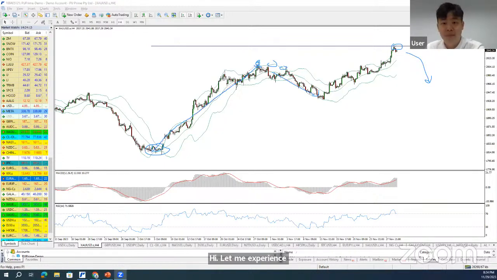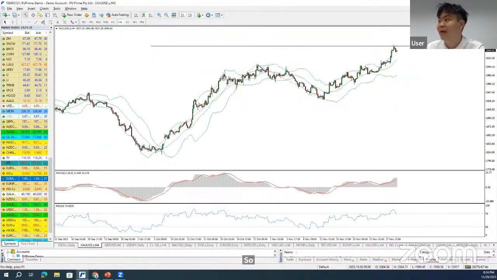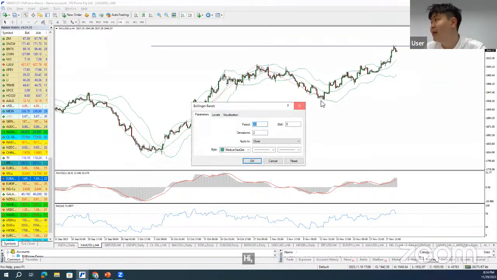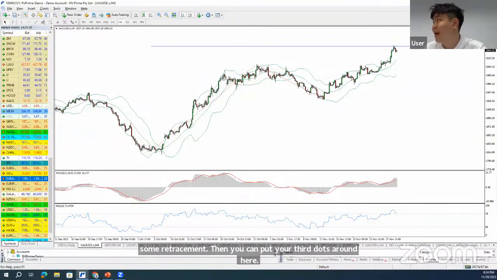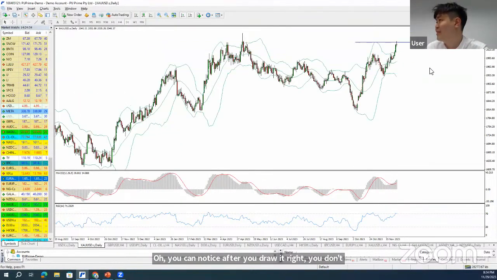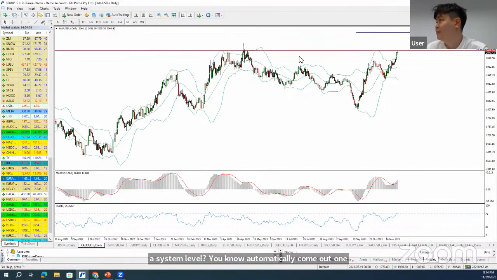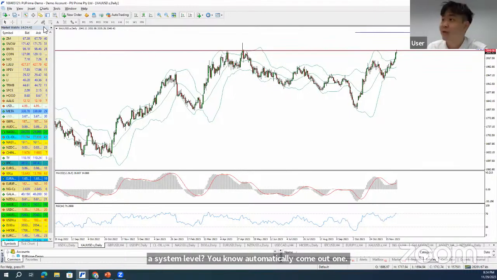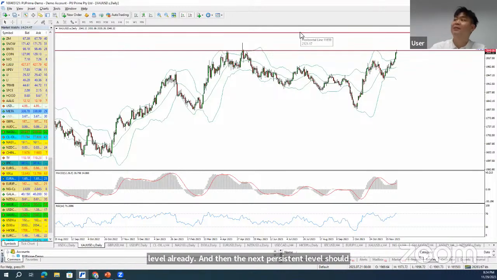So yeah, according to the Fibonacci expansion, it's drawn like that. So lowest level, highest level, and after it makes some retracement, then you can put your third dot around here. So you can notice after you draw it, you don't even need to look back on the previous charts to identify what is a solid support level and resistance level. It will automatically come out. You can see that here is a very nice resistance level already. And then the next resistance level should be around 2100 according to Fibonacci expansions. So this is how we identify it.